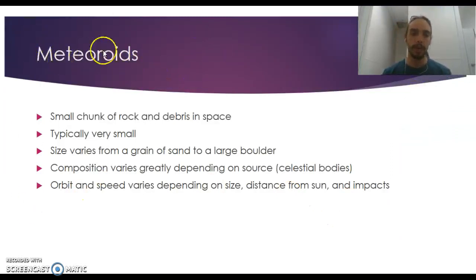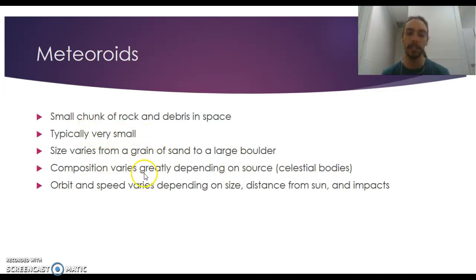So, what are meteoroids? Meteoroids are small chunks of rock and debris in space. They're typically very, very small. We're talking about a grain of sand most of the time. Sometimes they can get up to a large boulder. That's not very often because they're just floating around, smashing into stuff, so that makes them very small.